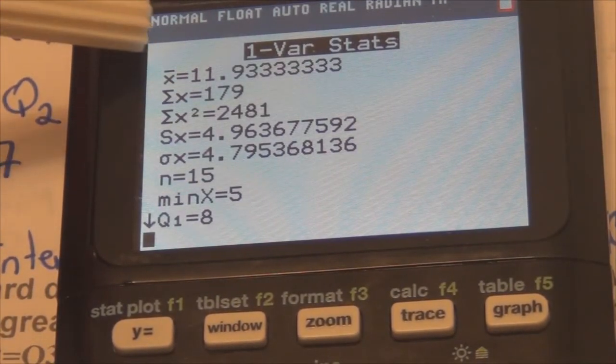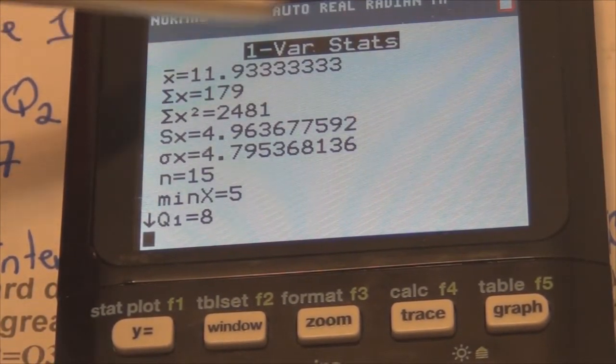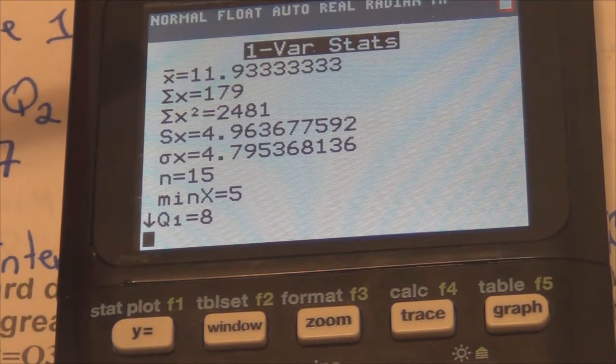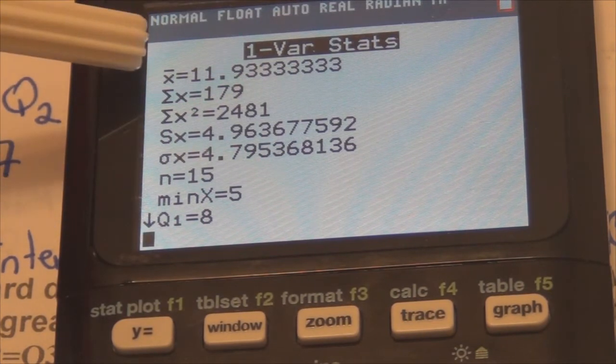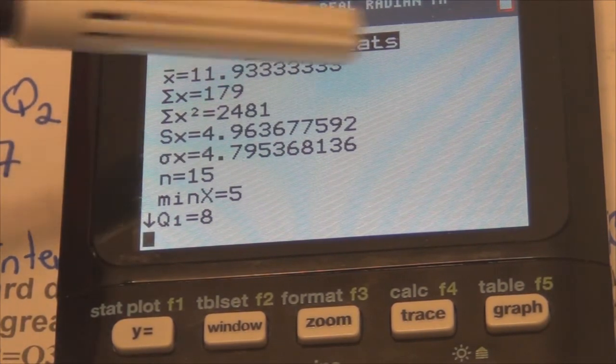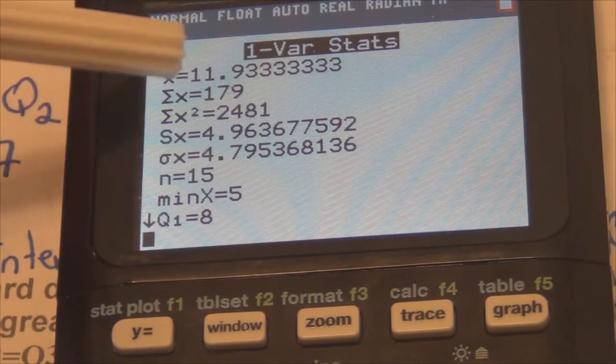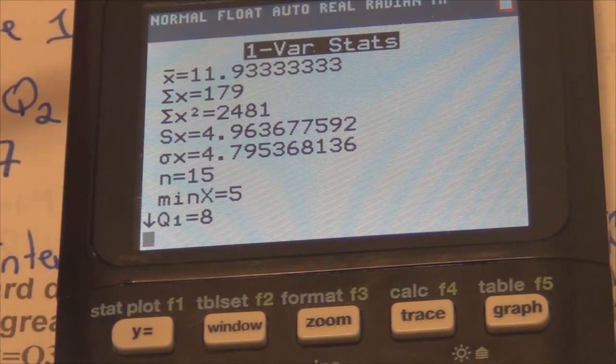You see this X bar? This is your mean, your average. Wait, what? Yes, the calculator gives you the average. Look, it added all the numbers and divided by the amount of numbers, and look, 11.93.